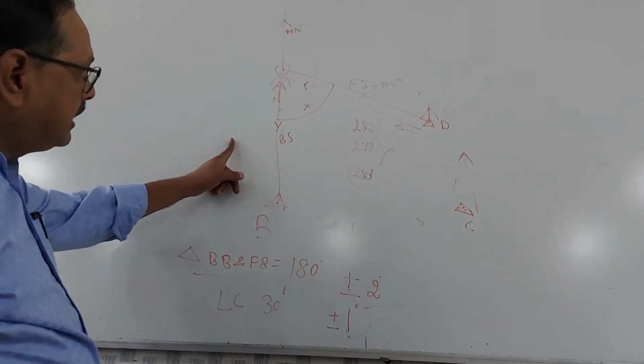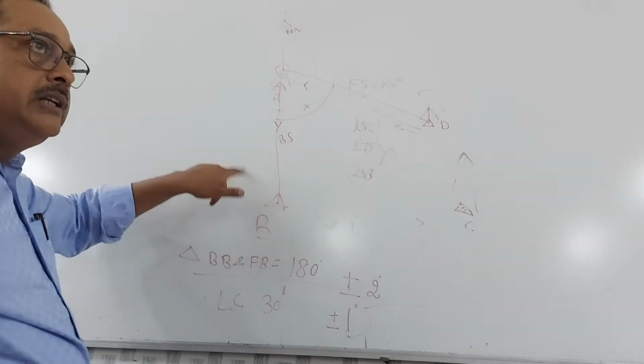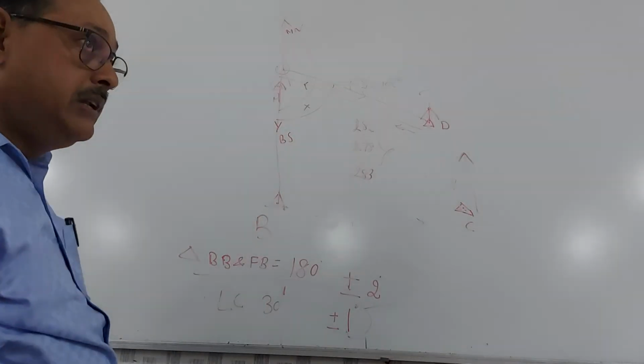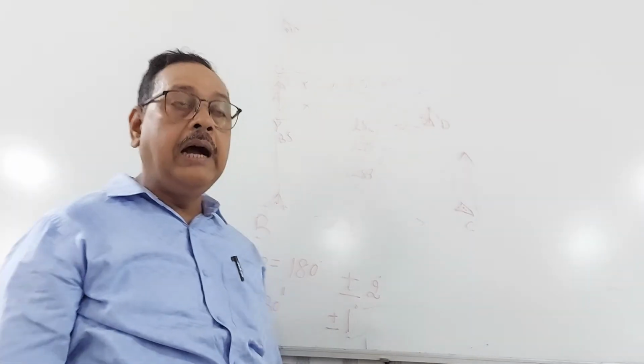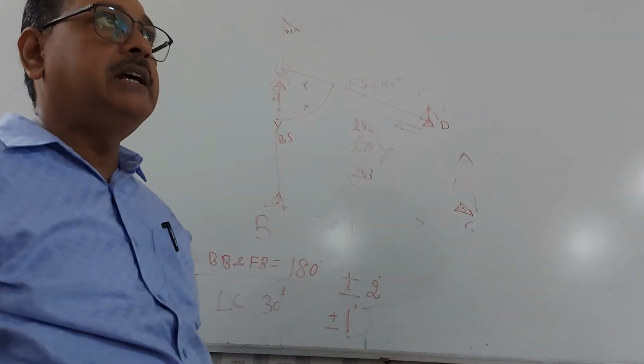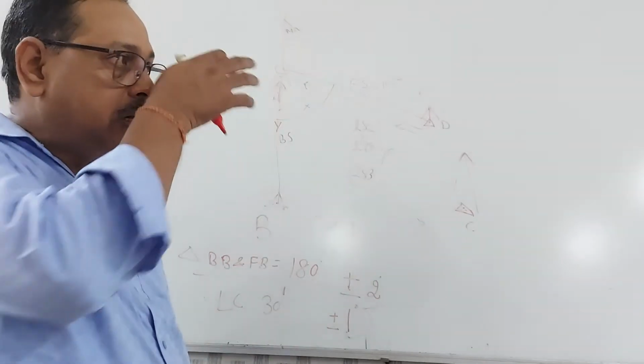Now from the first reading and last reading, check whether the difference is 180 degrees or not. If it is deviating by 4 degrees, 5 degrees like this, that means your traverse is not up to the mark. Something wrong is there, then you have to repeat the complete traverse. If it is under the permissible limit, your traverse is okay.